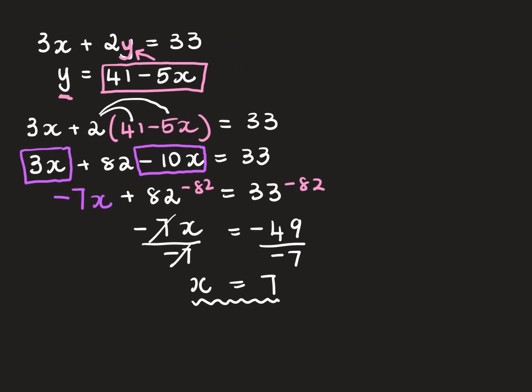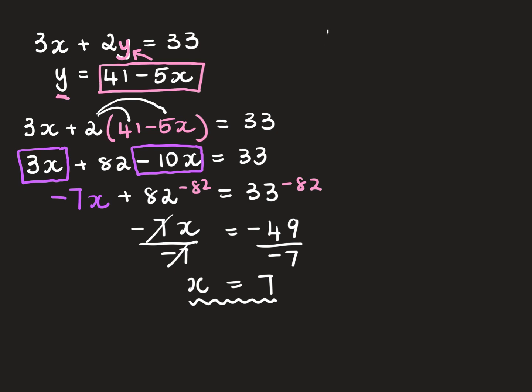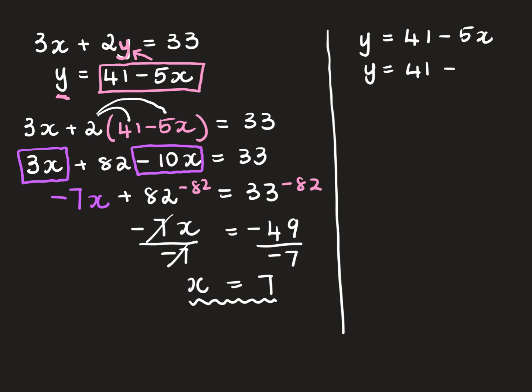But have I finished the question yet? No, I haven't. I've still got to find out what y is. Well, I know that y is 41 minus 5x. So y is equal to 41 minus 5 lots of 7. 41 minus 5 sevens are 35. So y there is going to equal 6. How did you go with that one?